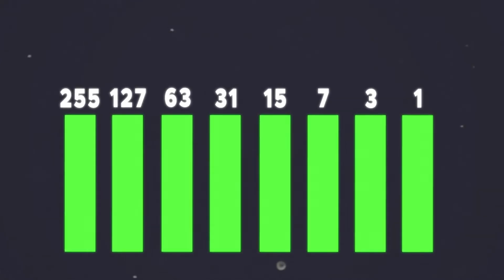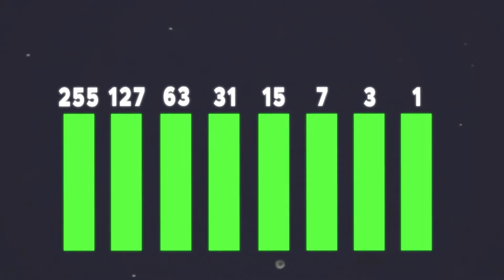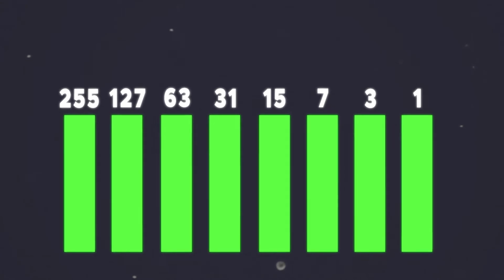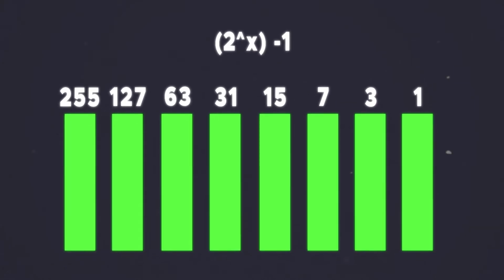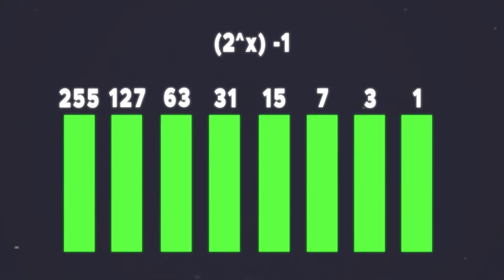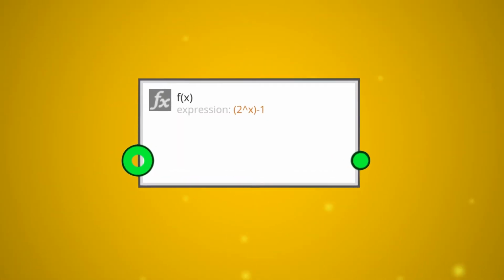We'll keep counting up until our numerical value reaches 1 less than 2 to the power of 8, which is 255. To make all the segments turn on and off in sequence, all we have to do is count up the powers of 2, subtracting 1 every time. This equation can be written into a function block.